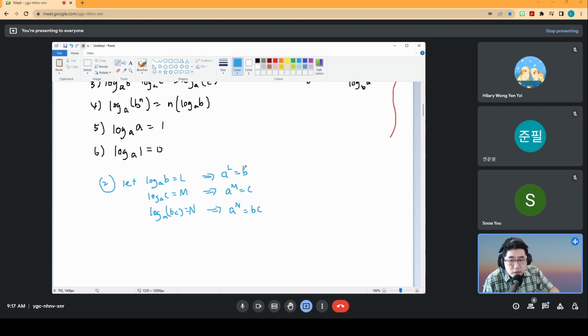So you can see that there is a b component here, and a c component here. Therefore, I can replace them in. According to the indices rule, it becomes a to the power L plus M. Because they are the same base, N equals L plus M. So you can see that L plus M equals N. It is true. Can you understand?